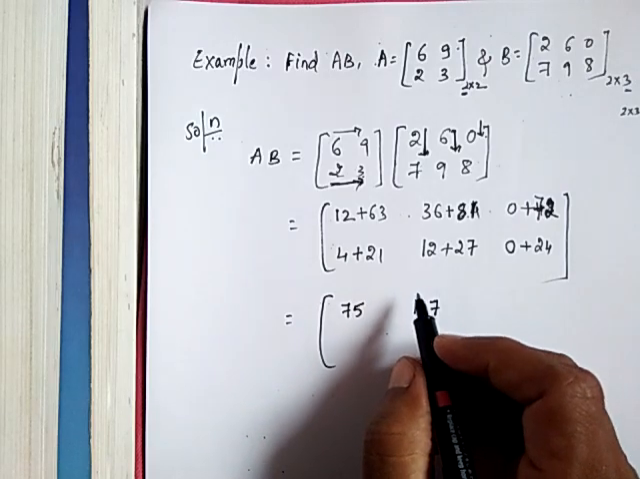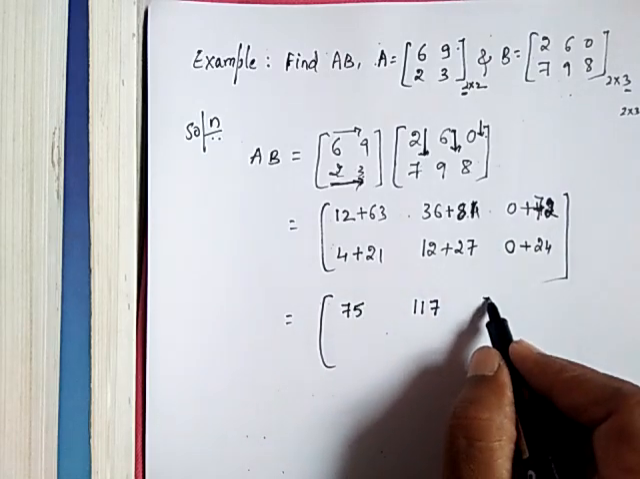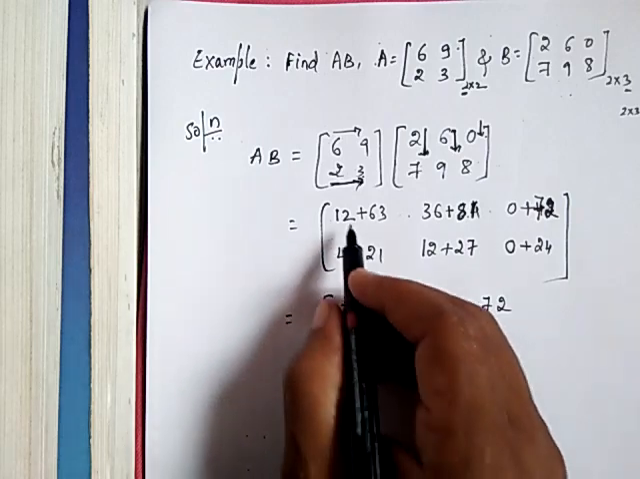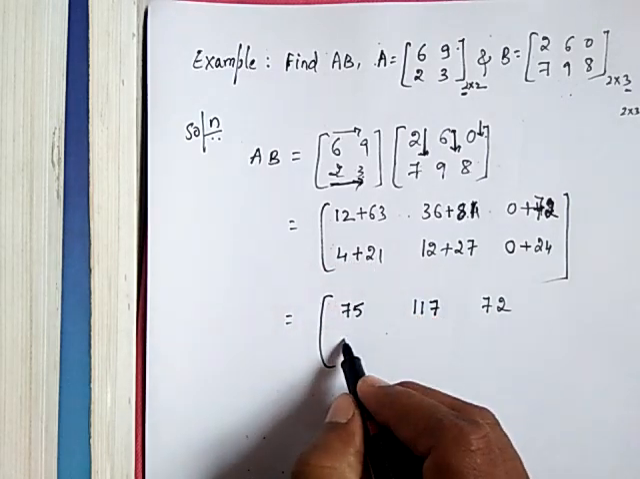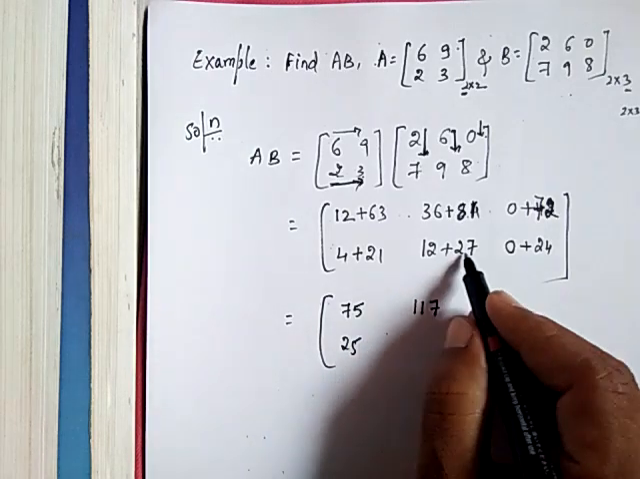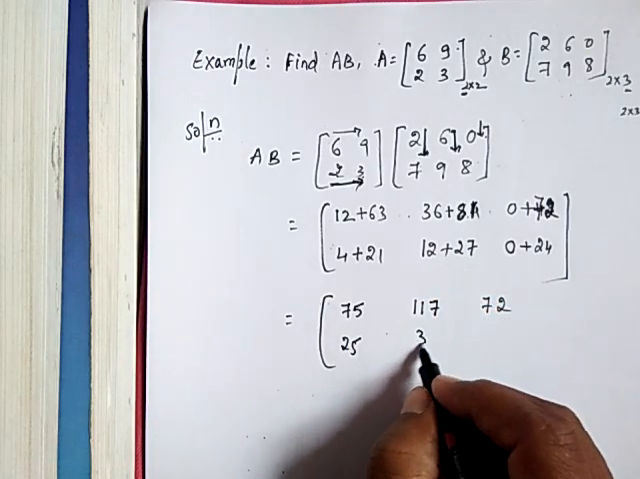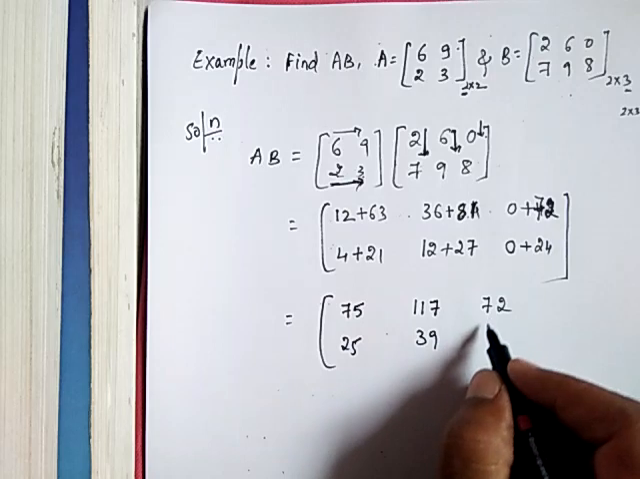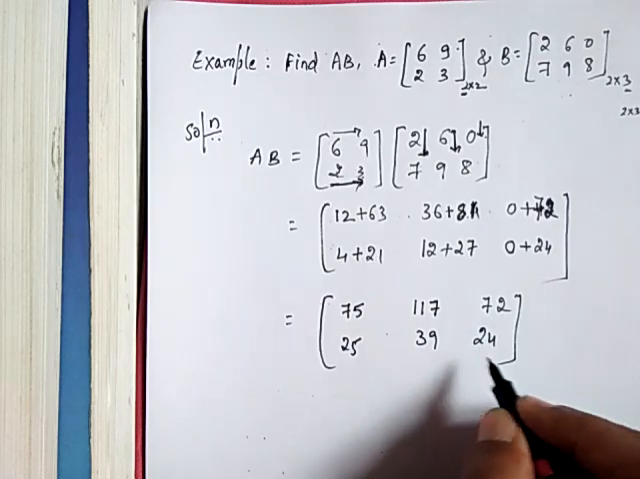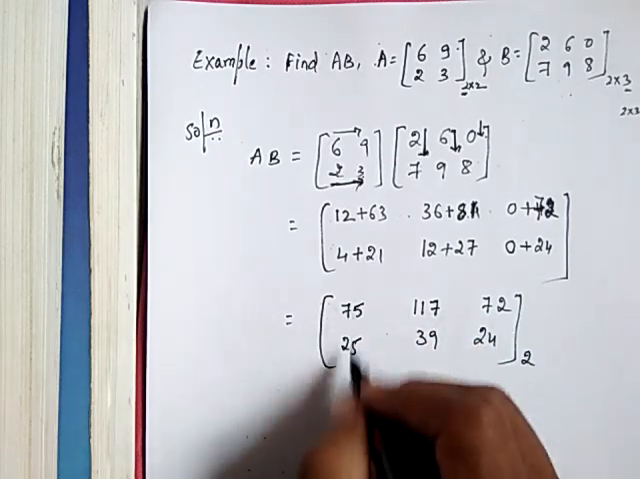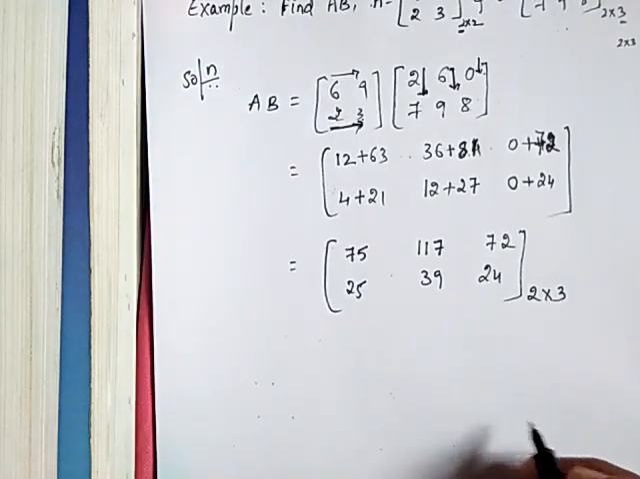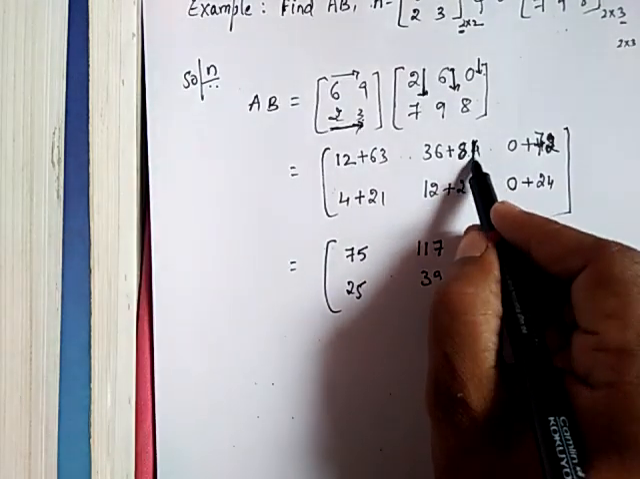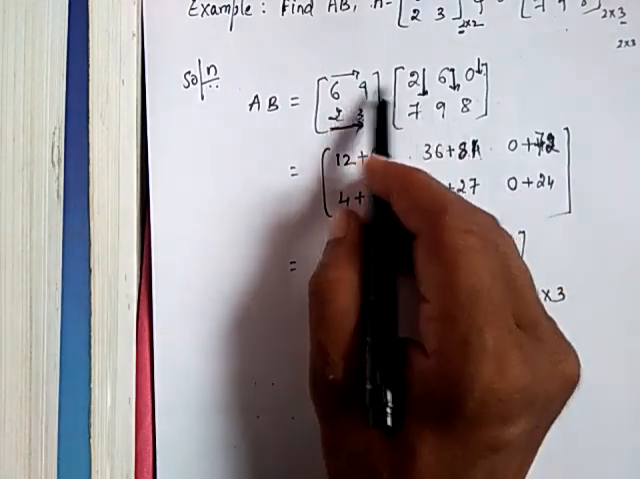Okay, now check this one. This will be 72, and here it is 4 plus 21, which is 25. Here it is 12 plus 27, it is 39. Here it is 0 plus 24, which is 24. So 2 rows are there and 3 columns are there, so it is a 2 by 3 matrix. Okay, so here 9 9s are 81, here 9 8s are 72.